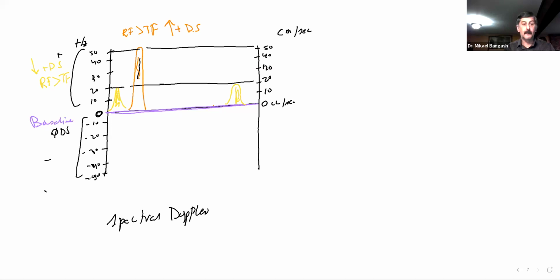That is -10 centimeters per second, -20 centimeters per second, -30 centimeters per second, -40 centimeters per second, or -50 centimeters per second. That is, of course, if we had a lesser difference between your reflected and transmitted frequency.